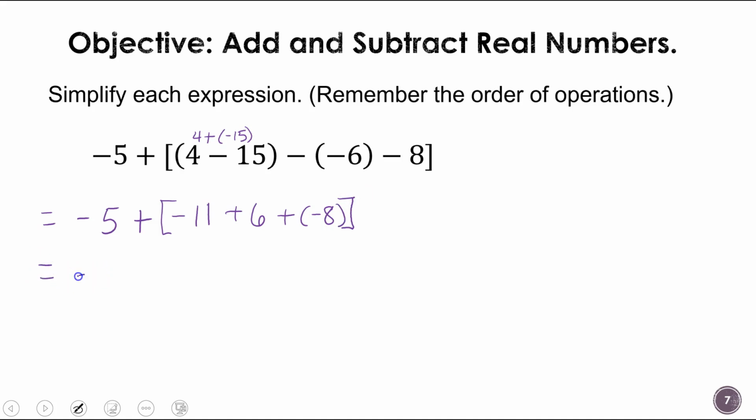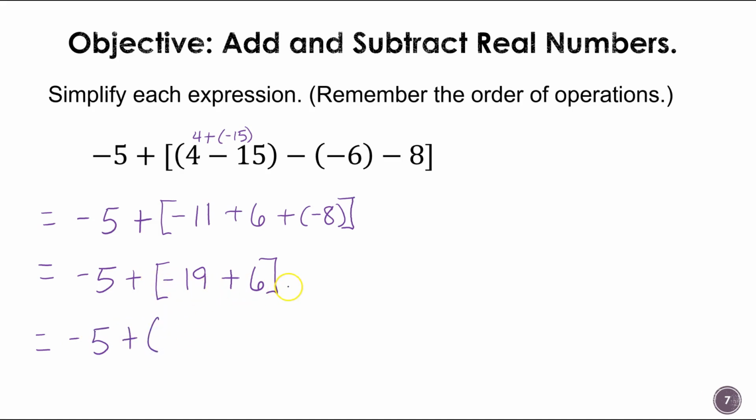Now I'm going to work inside the brackets before I do anything with this -5. I have -11 plus -8. So I always just like to combine the numbers that have the same signs. This is -19 plus 6. And then I'm going to simplify the brackets once again here. In the brackets I have -19 plus 6, which is more negatives than positives by 13, so that's a -13. When I add these two together, I end up with -18, and we're finished with that one.